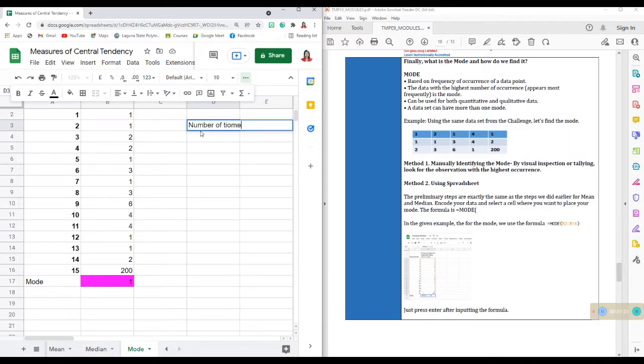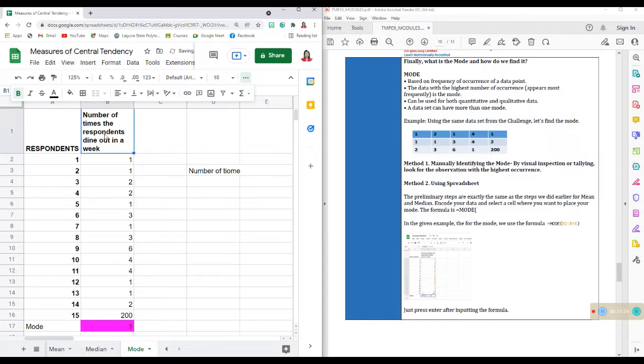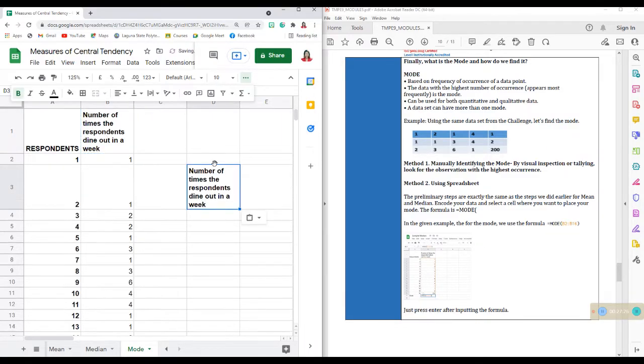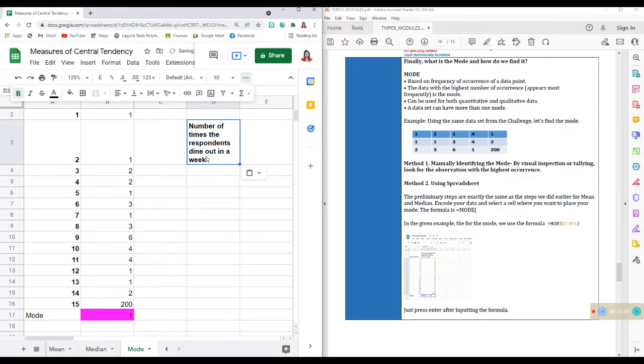Number of times. Ba't di ko na lang i-copy, di ba? Copy ko na lang siya dito. Number of times the respondents dine out in a week. So, 1, 2, 3, 4, 5, 6, tapos 200. Ito ay frequency. Para lang siyang gumagawa ng ungrouped frequency.